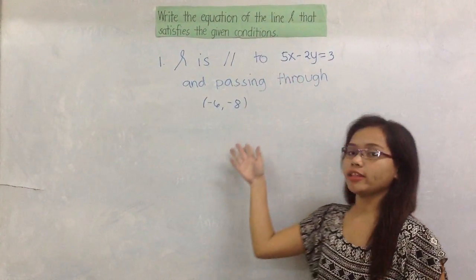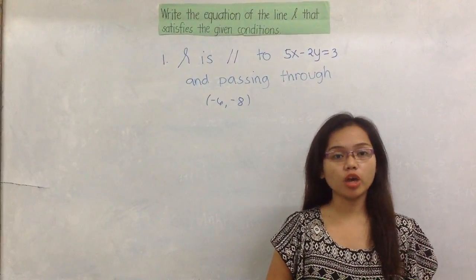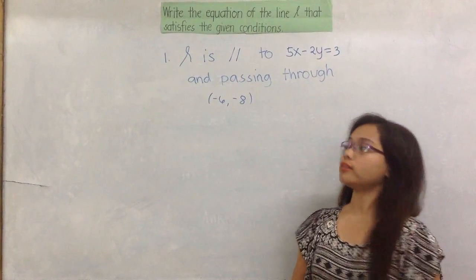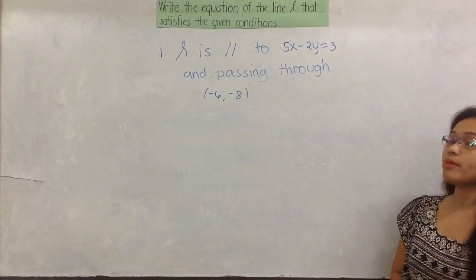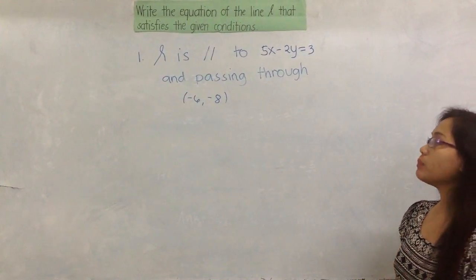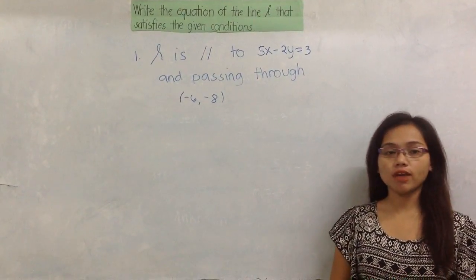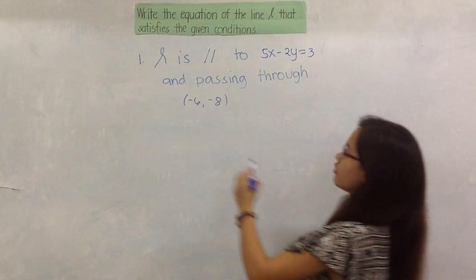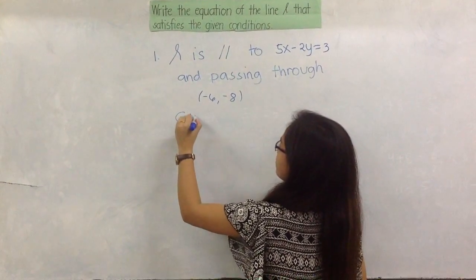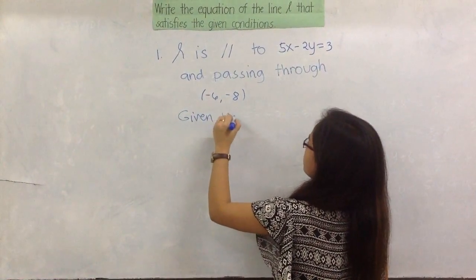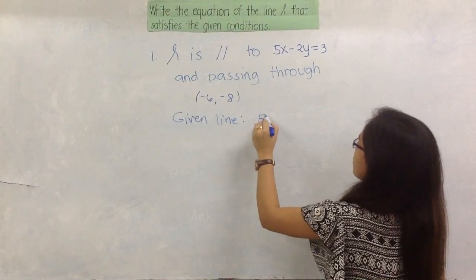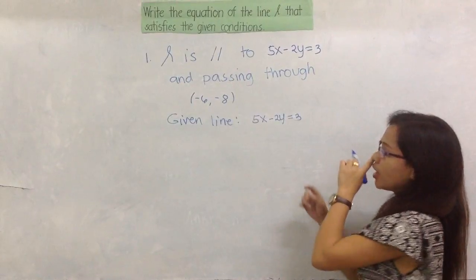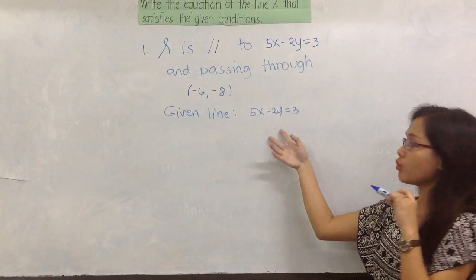Given a point and a line, we can actually find the other equation of the line which satisfies the given conditions. For example, in number 1, the line is parallel to 5x minus 2y equals 3 and passing through negative 6, negative 8. So to find the other equation, I will show you how. So given the line 5x minus 2y equals 3, let's first find the slope of this equation.